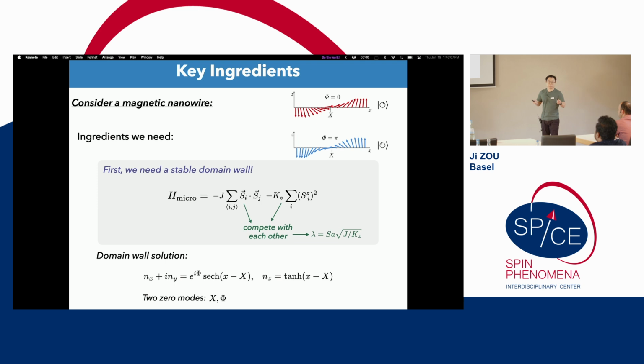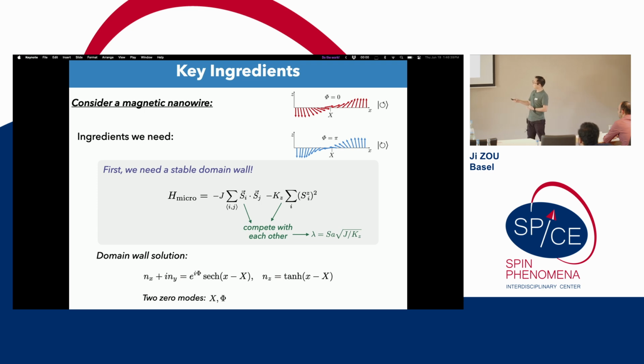Importantly, for this system, there are two zero modes. One is the capital X, which physically stands for the position of this domain wall. That's because of the translational symmetry in space of this Hamiltonian. Another zero mode is the azimuth angle phi. This is also a zero mode because of this U(1) symmetry in the spin space around the z-axis.